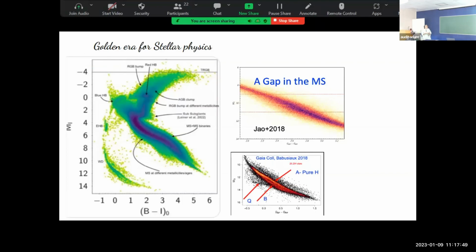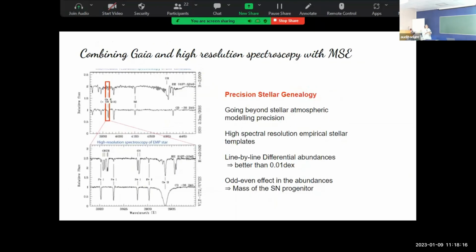And with Gaia, you can see this precision color magnitude diagram. So many small tracks, and these are all real stellar physics, which is making these overdensities. What you can see is some of these gaps. What it is basically is stars which are purely convective transitioning to radiative envelopes. So these kinds of small changes in the stellar physics can be probed with Gaia, and added to high resolution spectroscopy with MSE, we should be entering into the field of precision stellar genealogy, I would say.